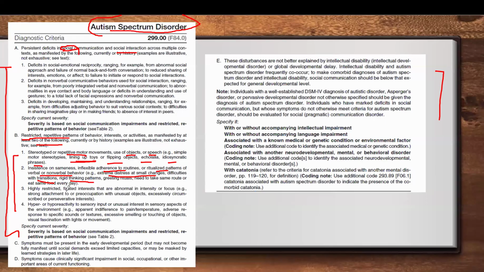Then there are some highly restricted, fixated interests. Okay, for example, they have given strong attachment to unusual objects.